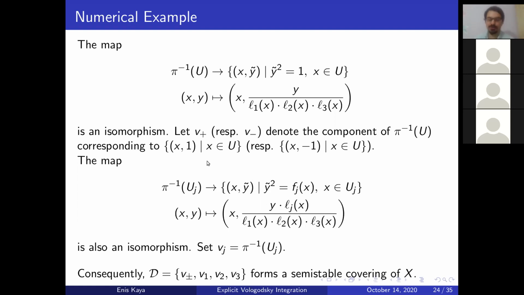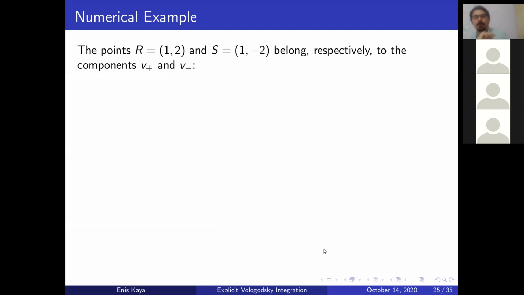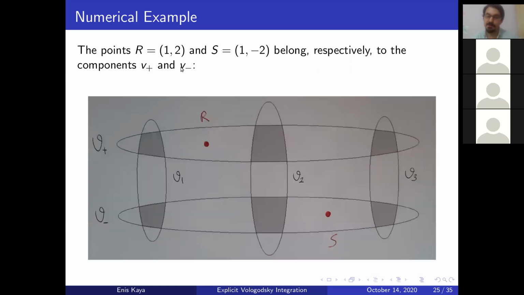So all in all, if we consider the set D, which consists of V plus, V minus, V1, V2, V3, this is a semi-stable covering of X. Recall that we have two fixed points, R and S. R is (1, 2), S is (1, minus 2). And these two elements respectively belong to the components V plus and V minus, and this is the picture. So we have 5 components, V plus, V minus, V1, V2, V3, and R is somewhere in V plus, but you can easily check that it doesn't lie in the intersections at all, and similarly S is here. Of course, this is not a Berkovich space, it just helps.